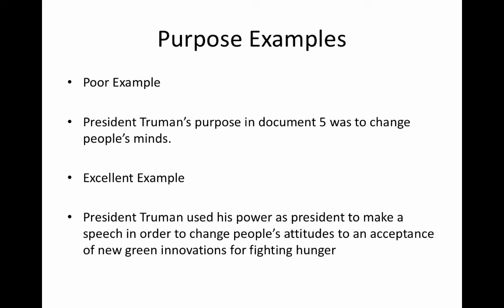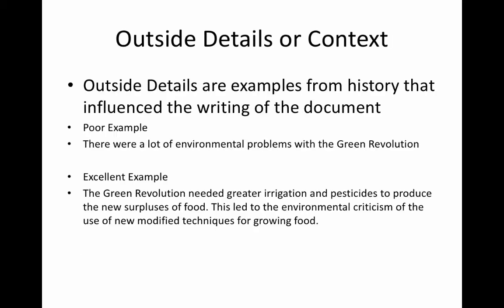Here's a much better example. President Truman used his power as president to make a speech in order to change people's attitudes to an acceptance of new green innovations for fighting hunger. So I'm told this is the President of the United States. I'm told he's giving a speech. The purpose is to change people's attitudes, and then I'm told what attitude he wants to change: acceptance of new green innovations for fighting hunger.